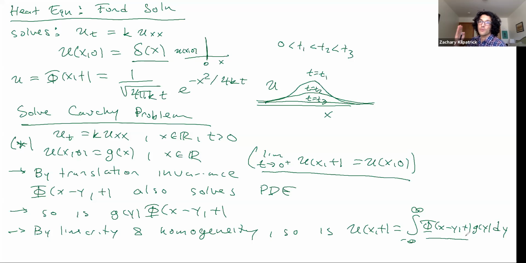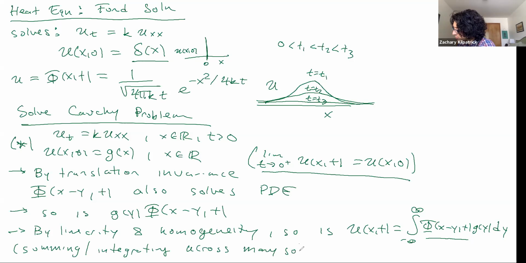So what have we done? We've said, well, I know what the fundamental solution is. I know that I have these linearity, homogeneity, translation invariance properties. I can superpose a bunch of solutions that then I know generate a function that limits to my initial condition, as AJ was remarking on before, okay? So essentially, that's what integrating is doing across many solutions, okay? So this is kind of a back of the envelope proof, okay?